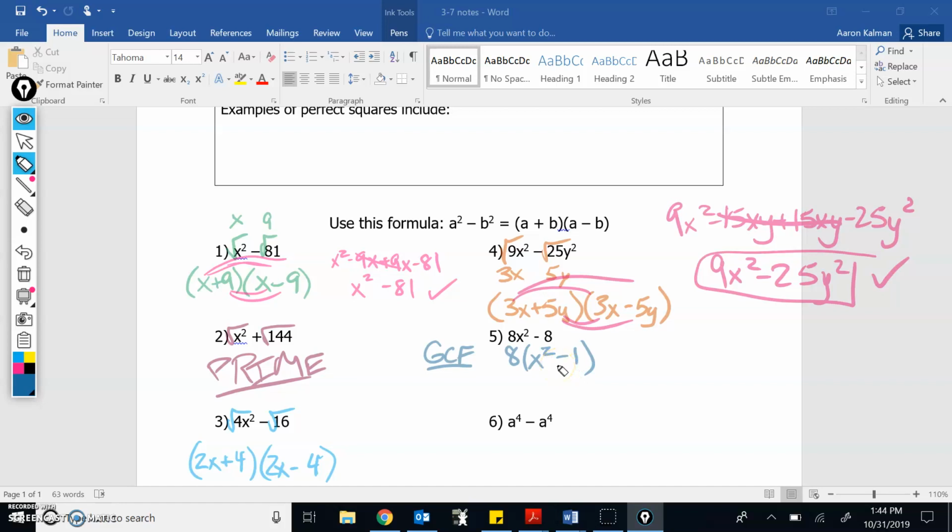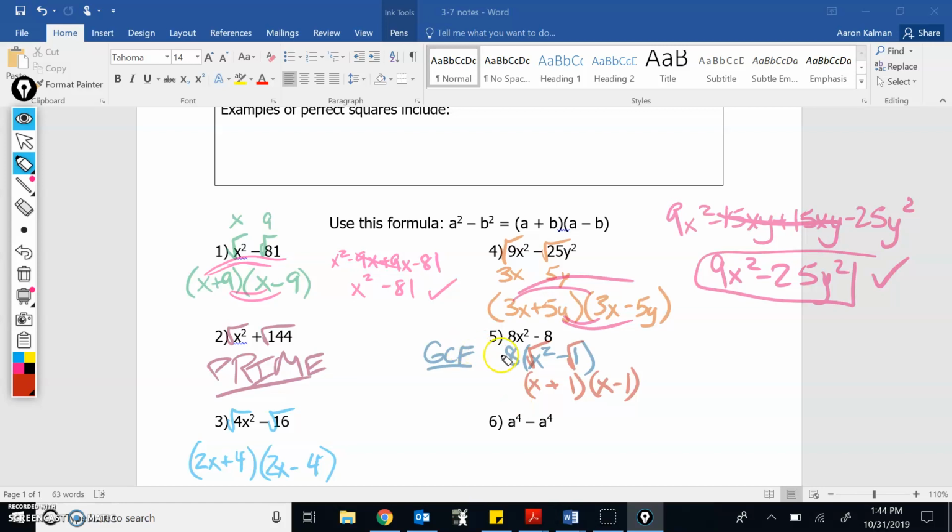A lot of you would think you're done. You don't think you could do anything else. You took out the GCF. But now this inside the parenthesis, this binomial, is a difference of squares. X squared and 1 are both perfect squares. So we can do just like we did for 1, 3, and 4, where x is the square root of x squared, and then 1 is the square root of 1, and we write a plus sign with one and a minus with the other.